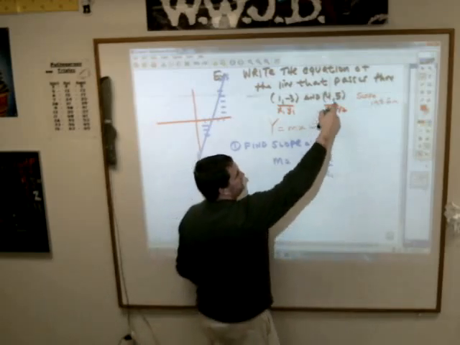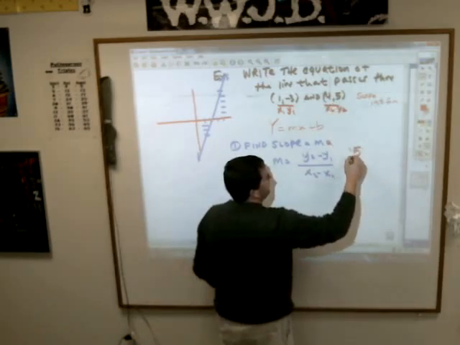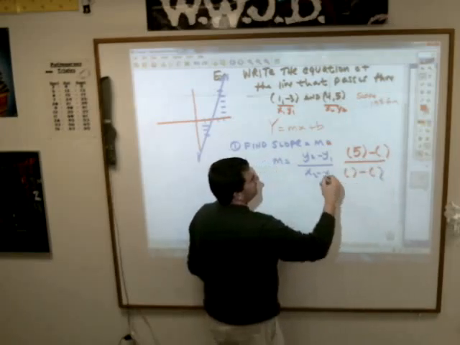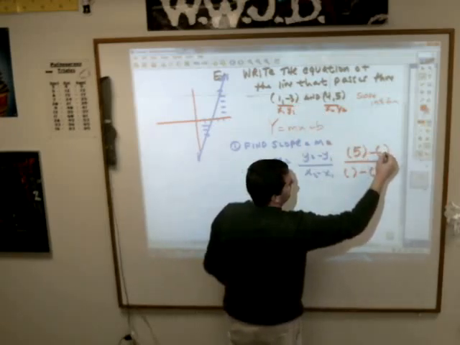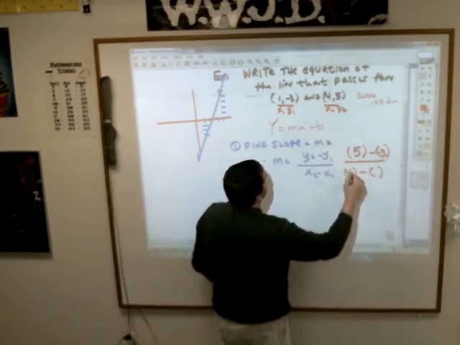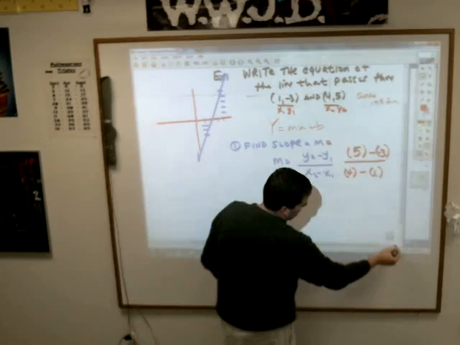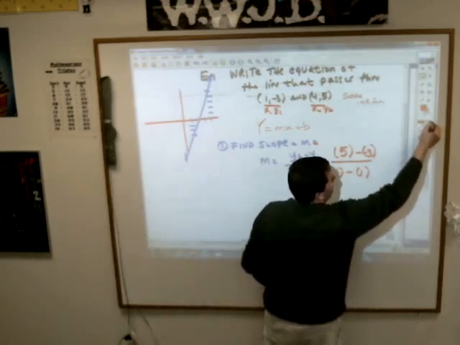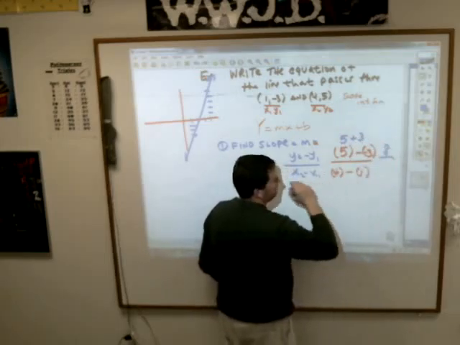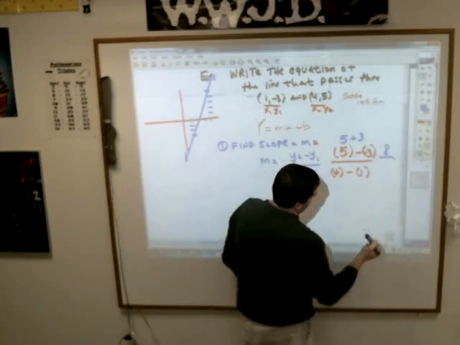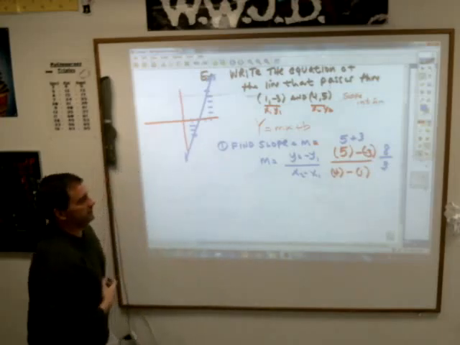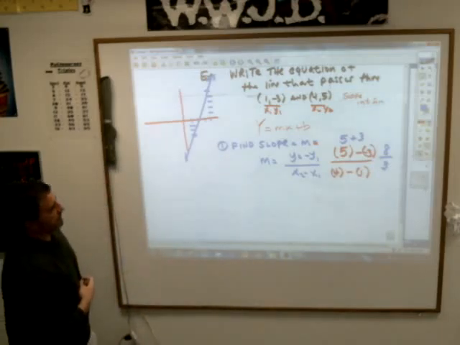So here we go. y2 is 5. By the way, you should put parentheses because this is where people make a huge amount of mistakes. 5 minus a -3, over x2, which is 4, minus 1. Doing the math, you get 5 plus 3, which is 8 on top, over 4 minus 1, which is 3. There's our slope, ladies and gentlemen. Isn't that a great slope?